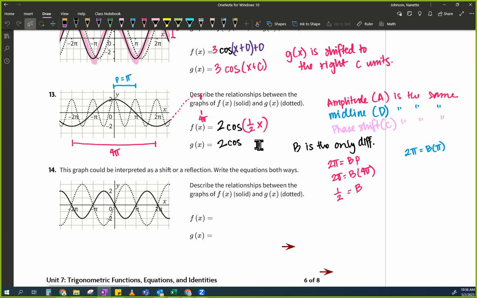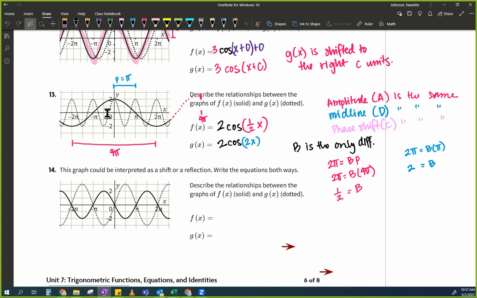So I'm going to write 2x here. You can clearly see the only difference is our b, which affects our period. However you want to explain that these two are different, our amplitude was the same, our midline was the same, our phase shift was the same. The only thing that was different was, if you want to think about it, we made the solid line really slow, like we stretched them out, right?